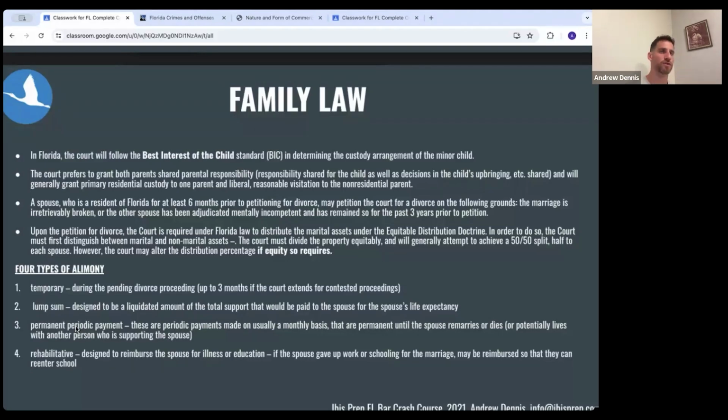I would also tell people that you could be grandfathered into permanent alimony. Like if you got permanent alimony 10 years ago or 5 years ago or 2 years ago, even, you could still continue to have permanent alimony.